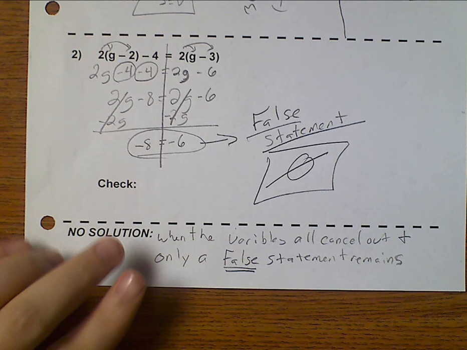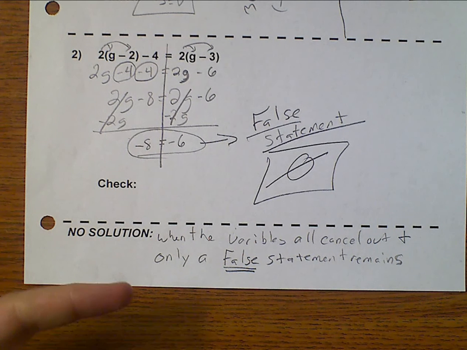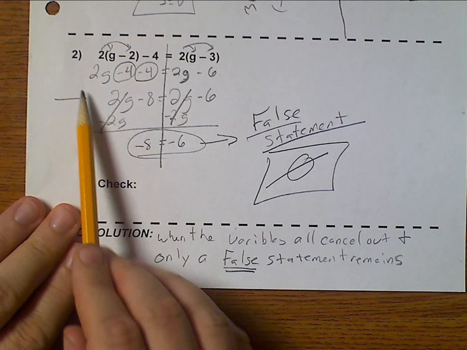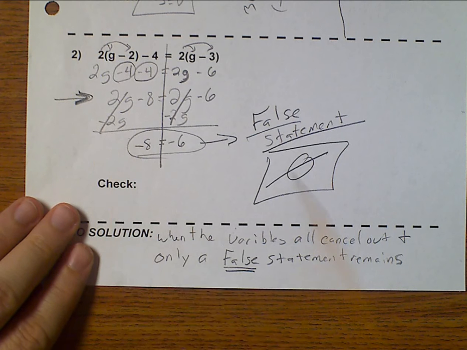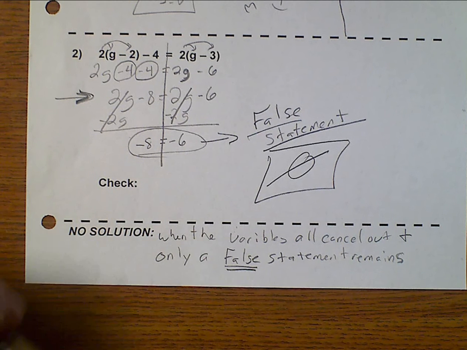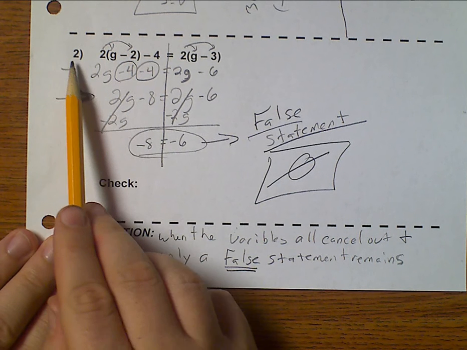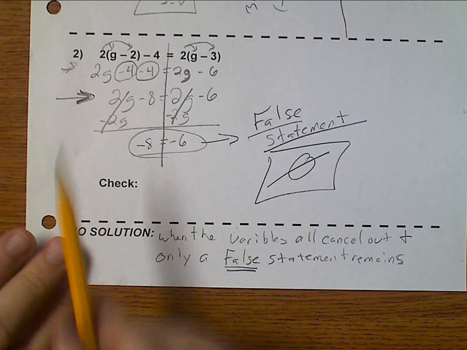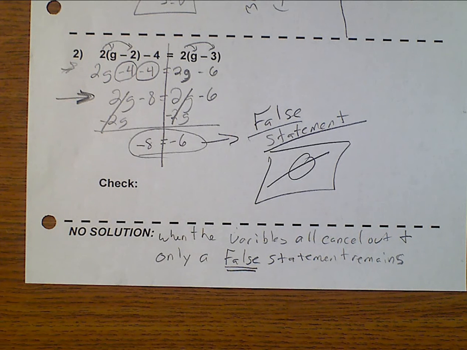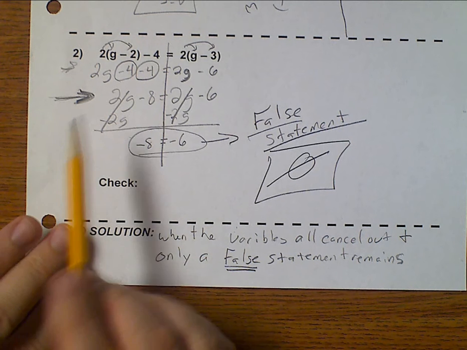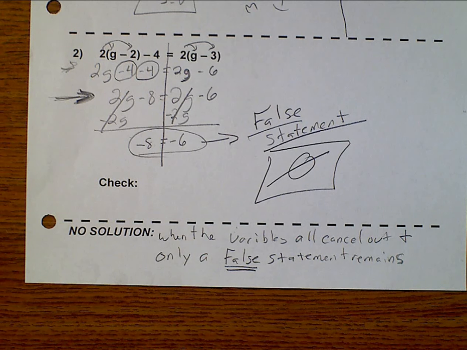So, when your variables cancel out and you're left with a false statement, that tells you that you have no solution. And you may have recognized here that, hey, I've got 2g minus 8 cannot possibly equal 2g minus 6. And so you'd know, well, hey, I'm looking toward a no solution over here. You may have even noticed it up here, the fact that I had 2 g's on both sides, and that was it. But I definitely want you to work at least to this point to show your work before you go ahead and declare that it's a false statement.